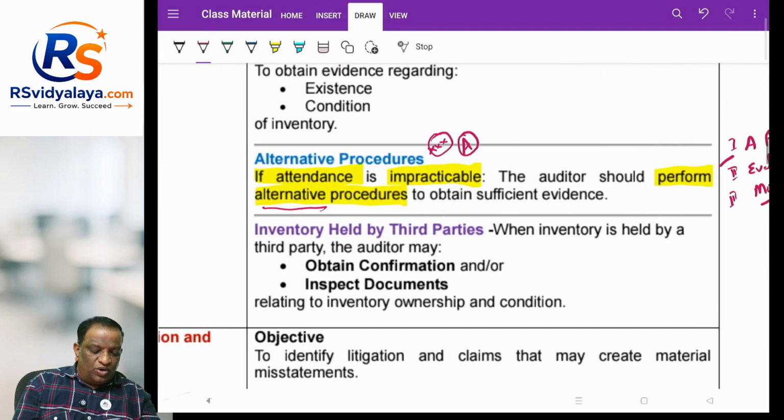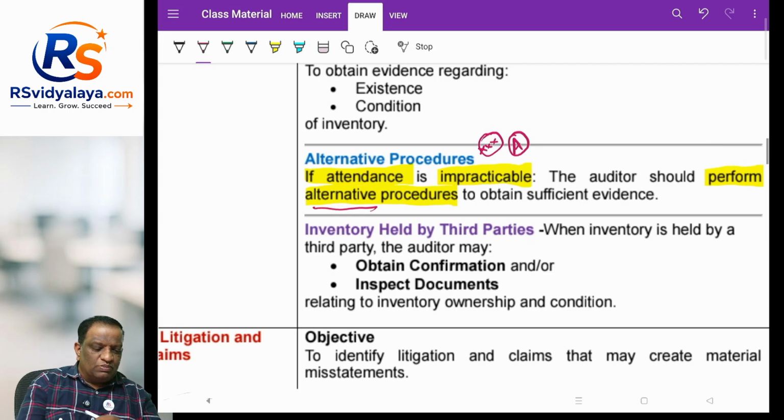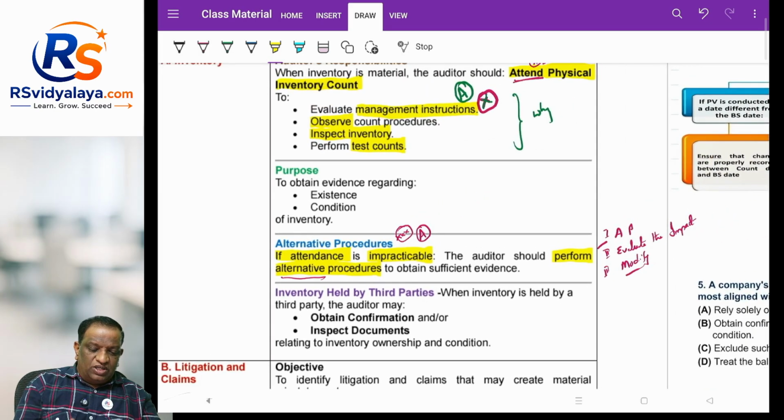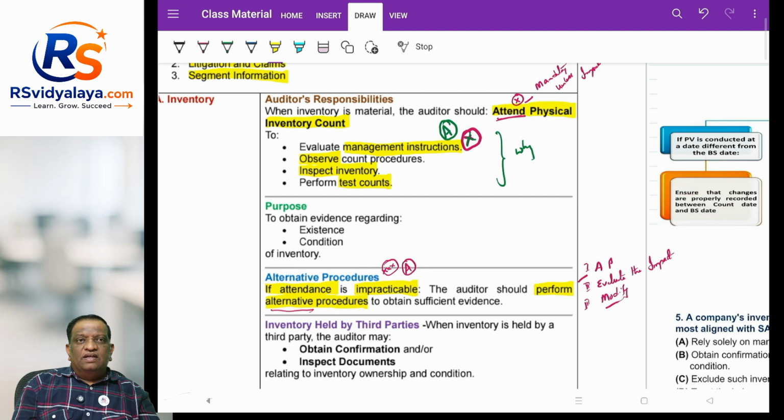Now, before I move forward, I would like to show you the questions, but since there is only one small aspect of it, we will cover this aspect also and then go back to it. Now, I need to take you to the link. We said attending the physical inventory count is mandatory for the auditor. That is, the physical verification is mandatory. But if you look at certain industries, their inventory will be with third parties.